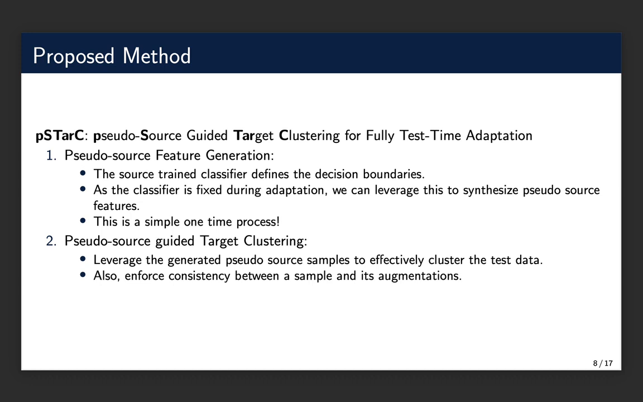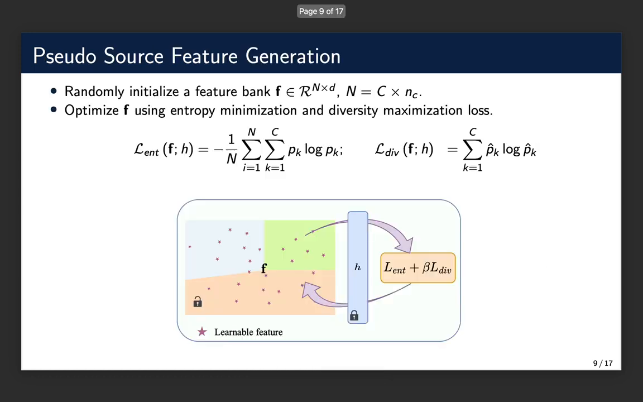The first step here is pseudo source feature generation. As the source classifier defines the decision boundaries and is usually kept fixed during the test time adaptation process, we question if we can leverage this to synthesize pseudo source features. This is a simple one-time process, and the generated features can be stored and used throughout the adaptation process. The next step is the pseudo source guided target clustering, where we use the generated features to effectively cluster the test data, and we also enforce a consistency loss between a sample and its augmentation.